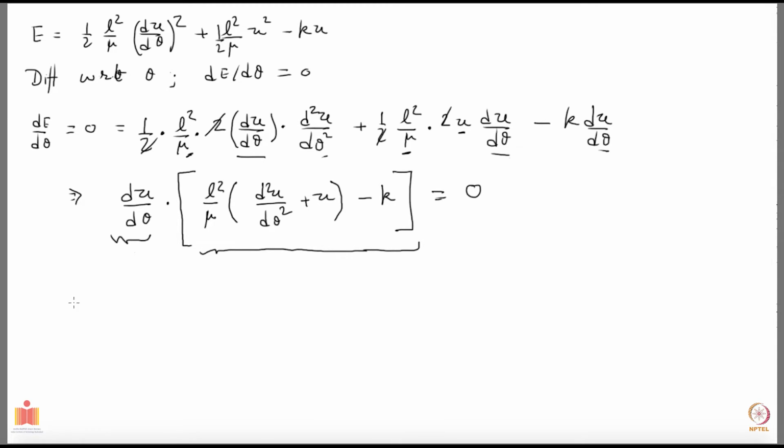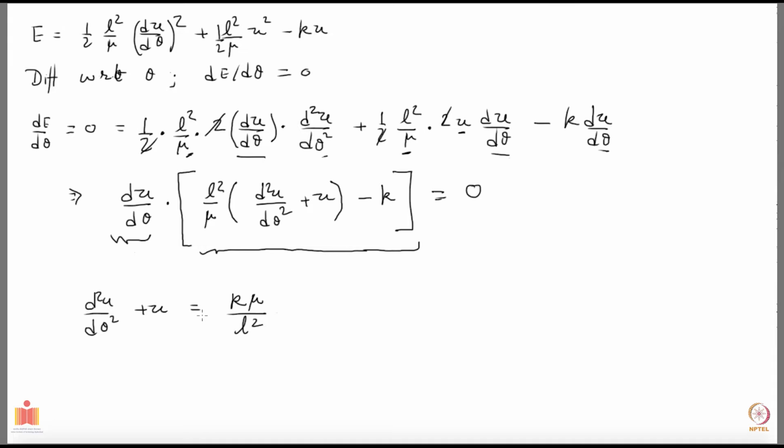Let's look at this. Let me write it in the following form. So I get d2u over d theta squared plus u is equal to k mu over L squared. Okay, that's nice. Our equation for u is basically r. Remember, u is 1 over r. So you have an equation of your orbit now in front of you.